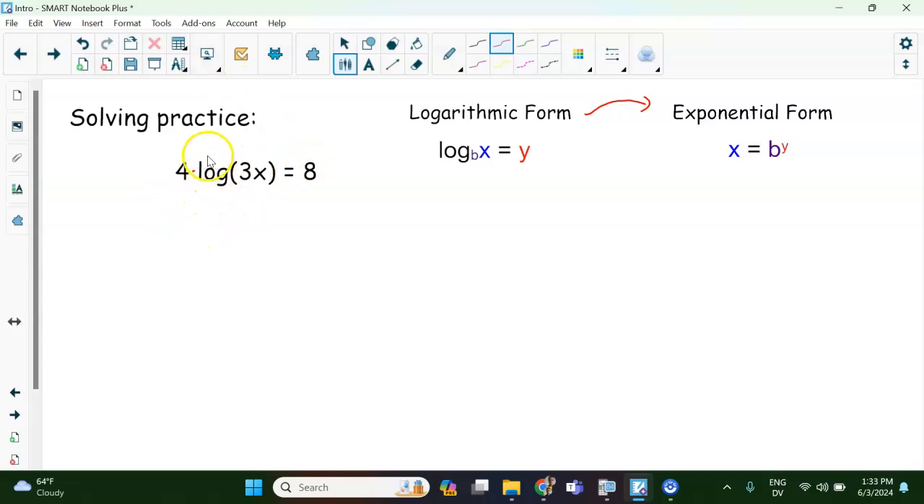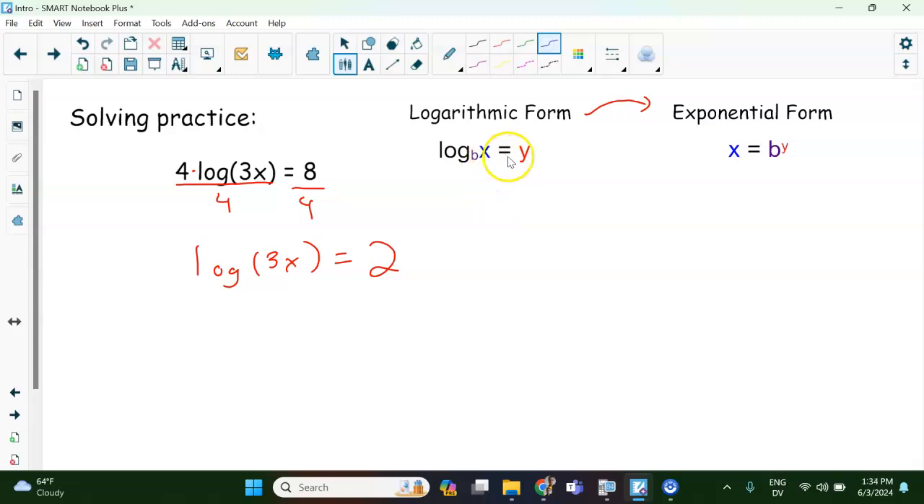Right, so the trick is you could move the 4 up and make it an exponent. That wouldn't be wrong, but it's a little bit easier when it's solving. You can just divide everything by 4, and then that'll clean up the question a little bit. All right, that'll just give you 2 on this side.